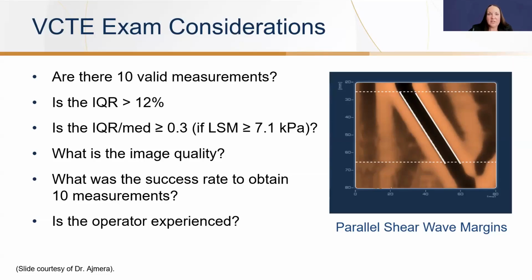All of these factors have a lot to do with the user experience. If you have a new ultrasound technician or a new provider doing the FibroScan, that may affect the accuracy of the scores. You have to have good image quality, and also getting 10 measurements in 10 minutes is important.